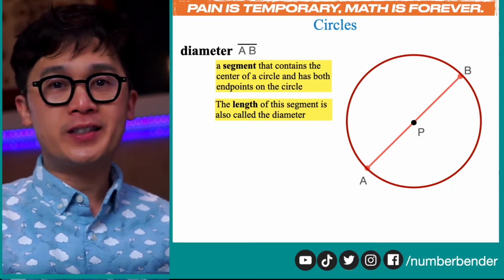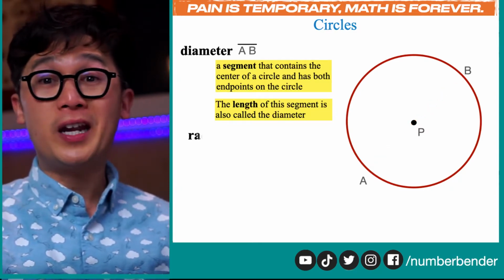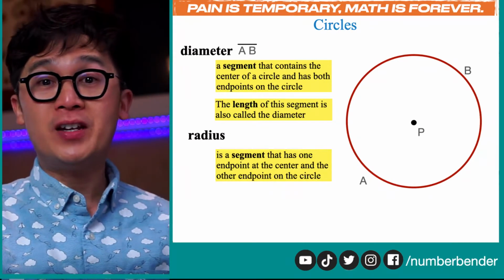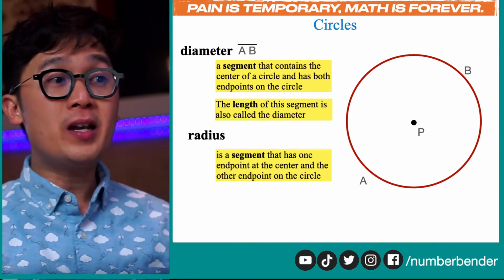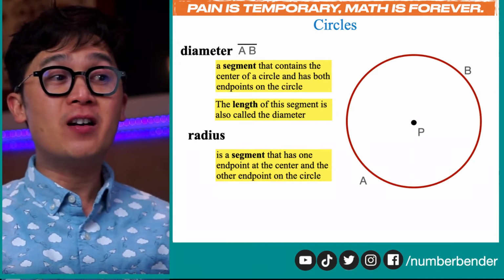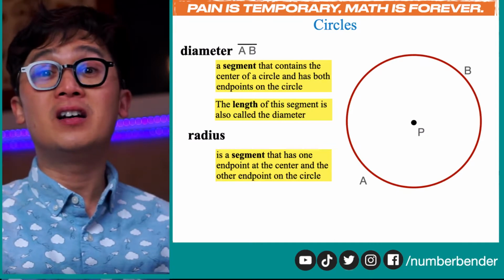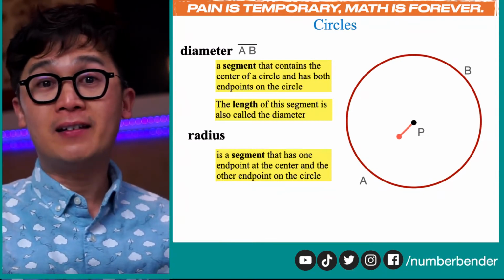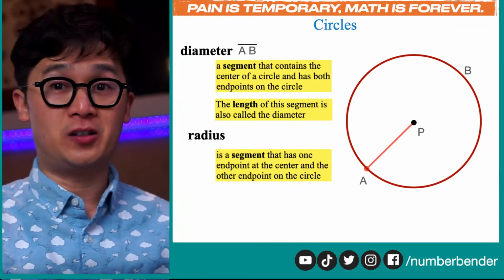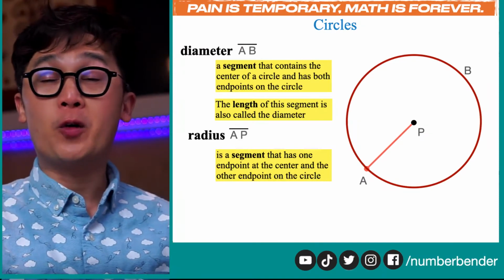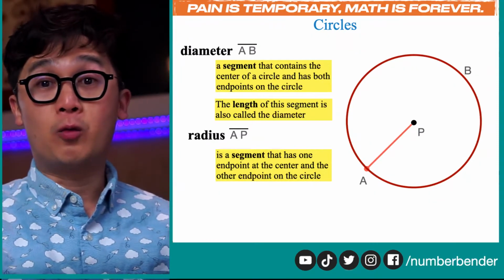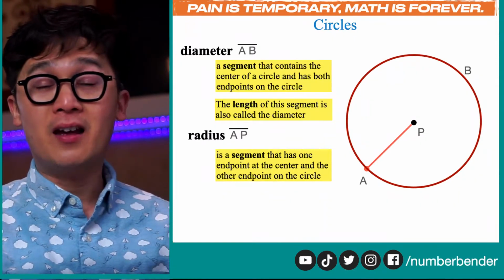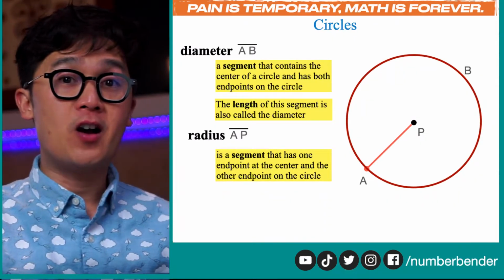And another part of the circle that we all know will be the radius, and the radius, as we know, is half of the diameter, and by definition this is a segment that has one endpoint at the center and the other endpoint on the circle. So if we're going to be connecting point P, which is the center, and point A, which is on the circle, line segment AP is going to be the radius of our circle. So this is how we illustrate and define the diameter and radius of our circle.